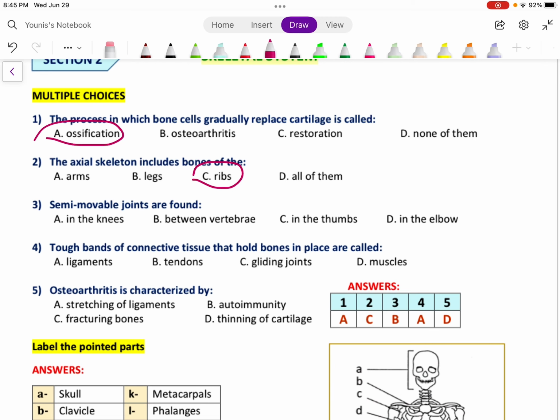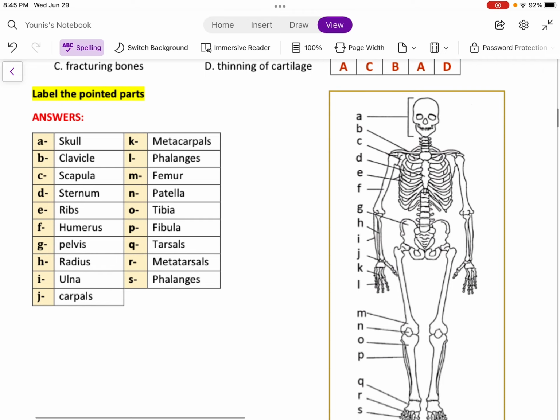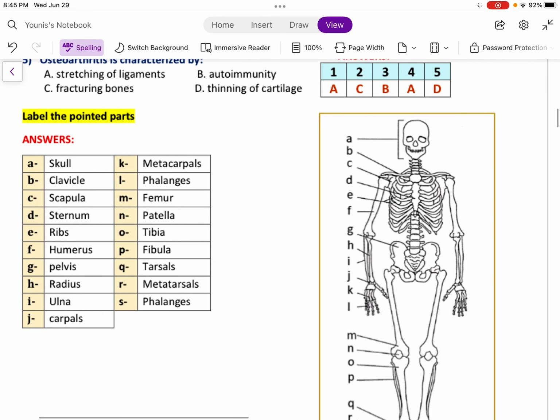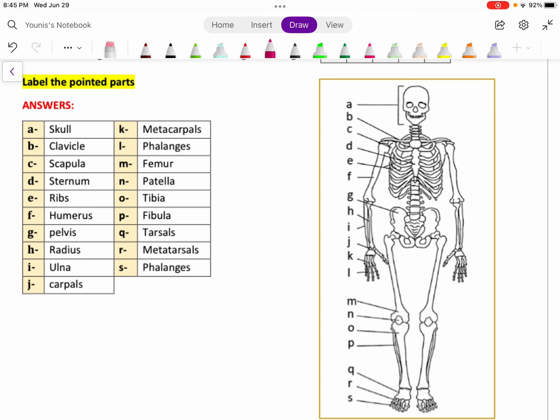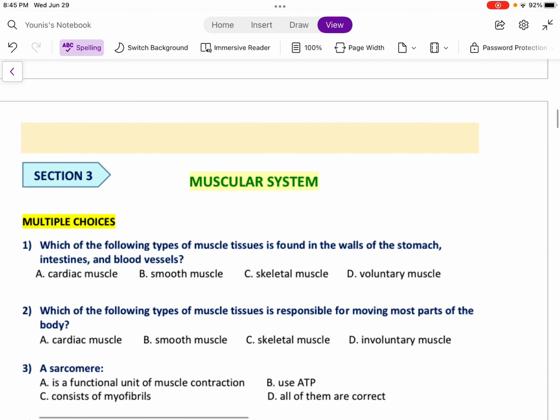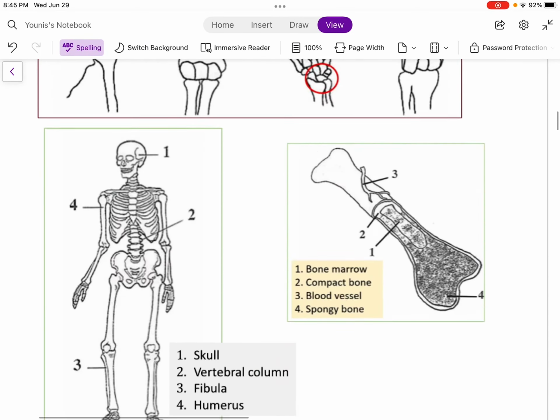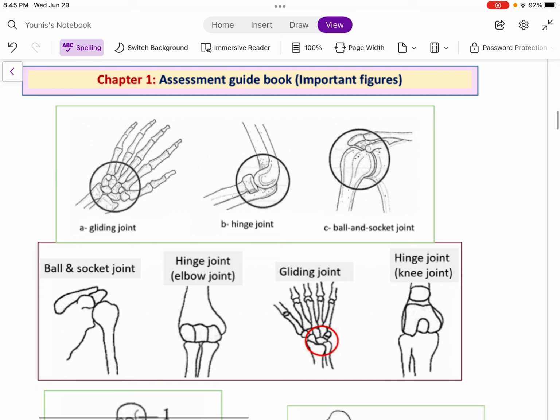This is for the axial because arms and legs are perpendicular, and you can do others yourself, but I just want to show you some figures. See, this figure is found in the workbook of students. It's the same as that of the student book, the colorful one, but this one is black and white. You should know that this must be familiar to you. They are the same labels. And these are from the assessment guidebook, students.